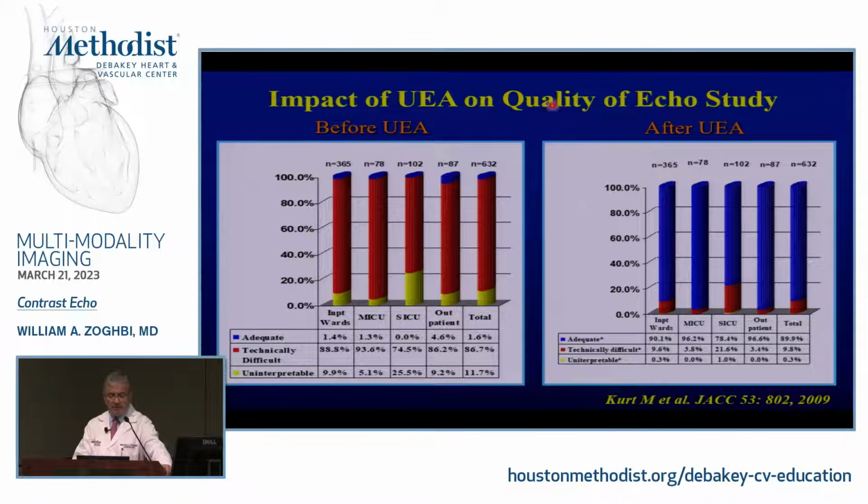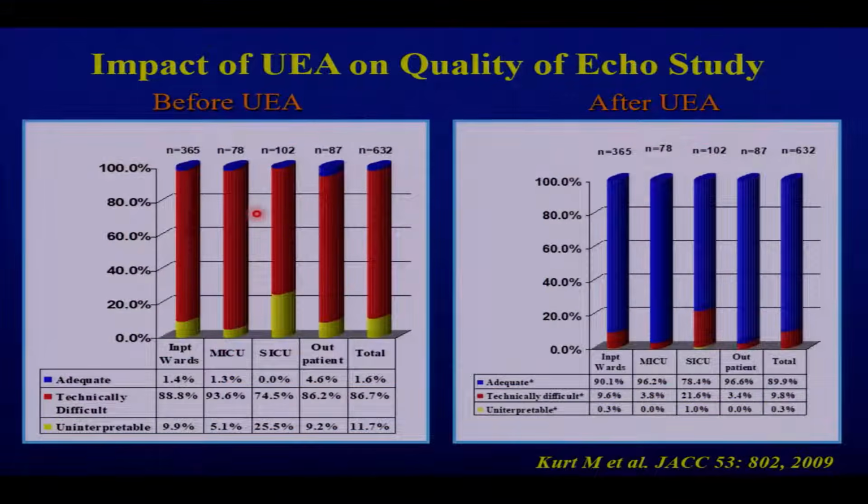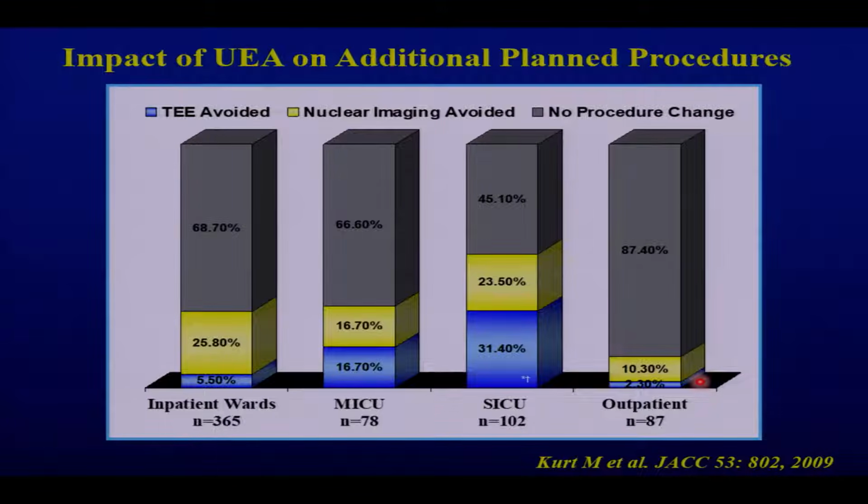So this is the impact on visualization here, on quality. By definition, the vast majority were technically difficult for us, and look at what happened afterwards. And this is in the inpatient ward, MICU, SICU, outpatient. Yes, not all of them were adequate. Yes, some of them were still technically difficult, particularly in the surgical intensive care unit. And a lot of patients were instrumented with many instrumentation. But the most important thing was the impact on additionally planned procedures.